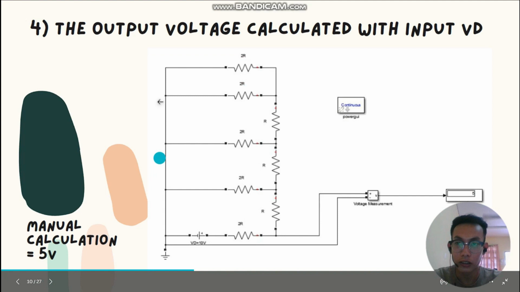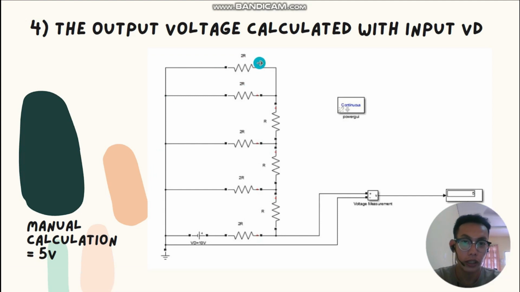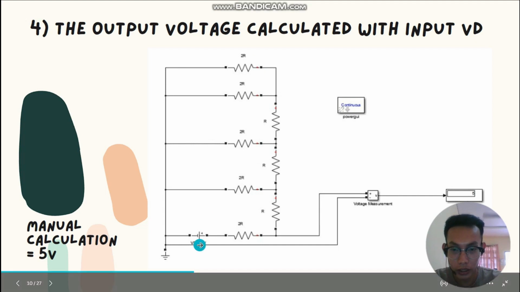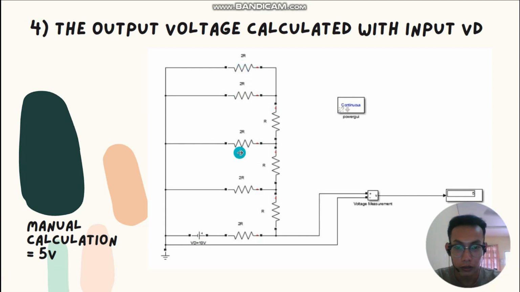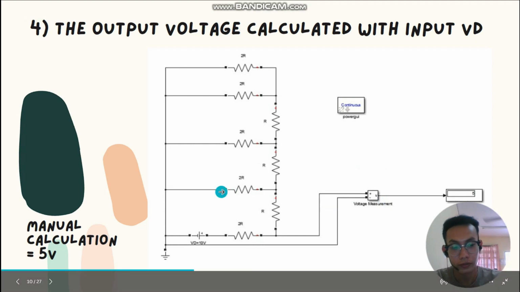So this is for number 4, the output voltage calculated with input VD. VD is equal to 10 volt. This question also has 8 resistors, 3 R and 5 2R. This is the voltage measurement, and we run using MATLAB Simulink. We get 5 volt, the same as the manual calculation that we got.